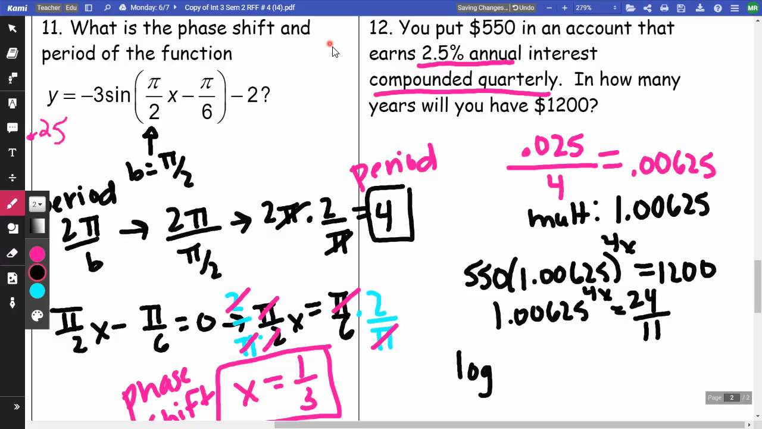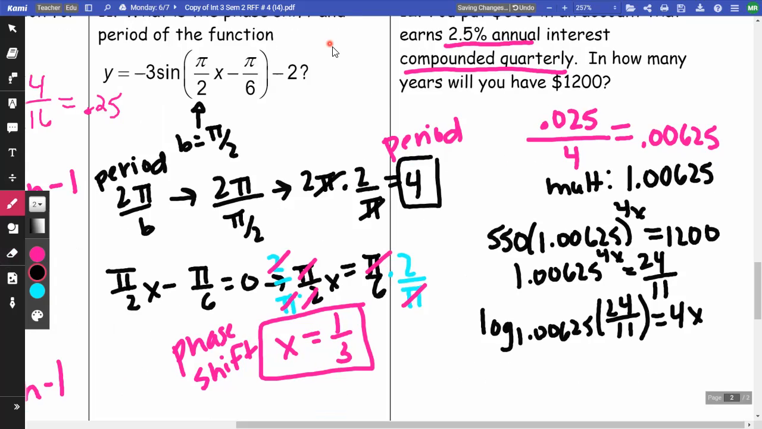So I'm going to go log base 1.00625 of 24/11 equals 4x. So let me put that in my calculator. And I get 125.215, let's say, is equal to 4x. I'm going to divide by 4. And I get 31.3 years as my answer.